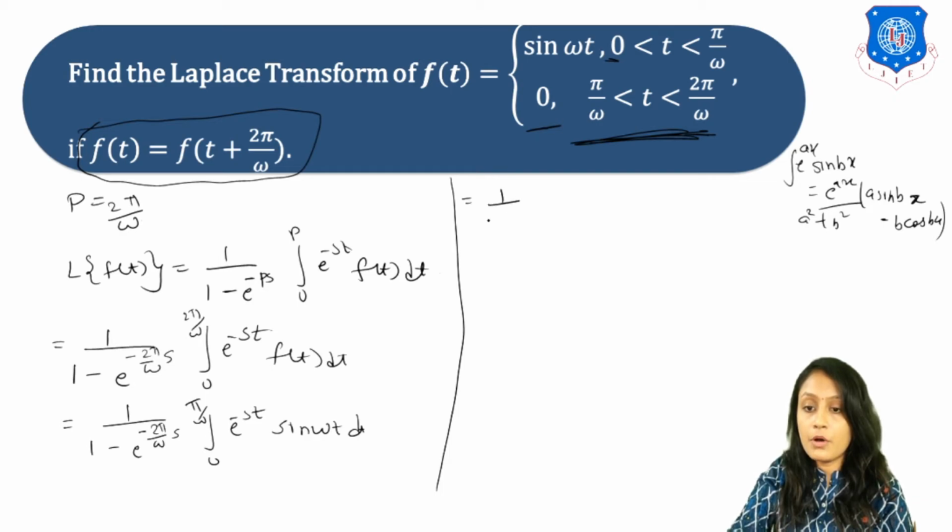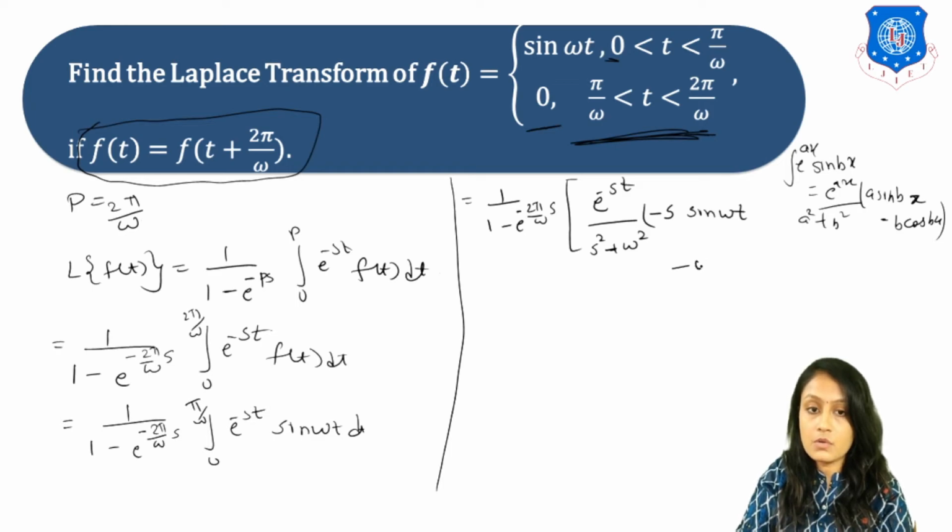So 1/(1 − e^(−2πs/ω)) stays as it is. Now here we have e^(−st)/(s² + ω²), and from here we will get (−s sin ωt − ω cos ωt), with the limits from 0 to π/ω.